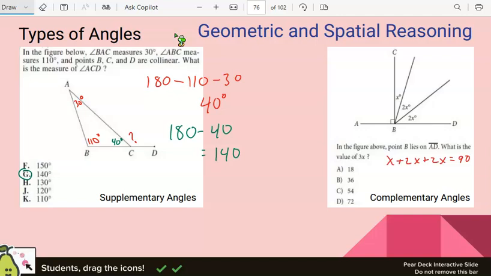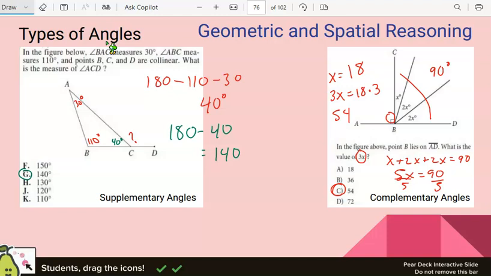We know that x plus 2x plus 2x would equal 90 degrees, since the other side is 90. 5x equals 90. Divide both sides by 5. X equals 18. Now that's what x is, but it wants to find 3x. That's 54. So the correct answer is answer choice C, 54.